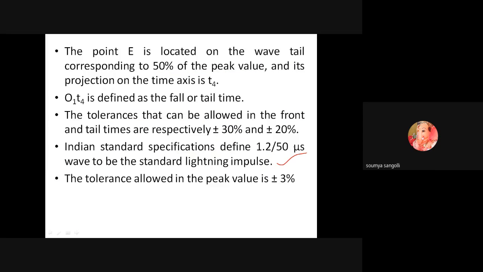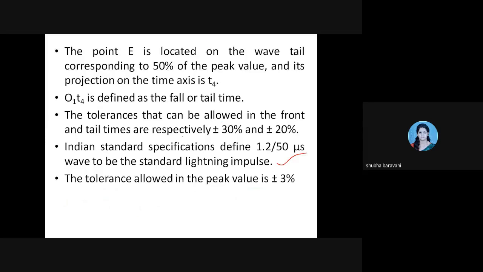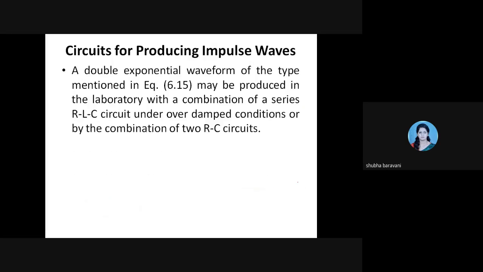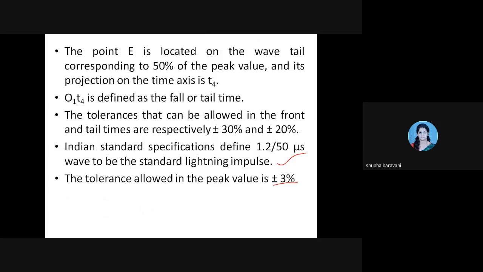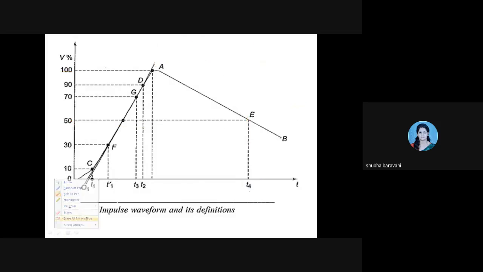Yes, ma'am. And the tolerance is allowed in the peak value. I gave you an example of a wave of 1000 kilovolt value. So the percentage tolerance allowed in the peak value is plus or minus 3%. So this is all about the standard impulse wave, which looks like this.